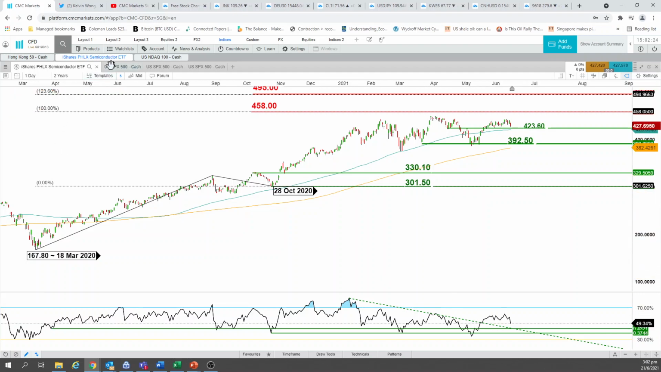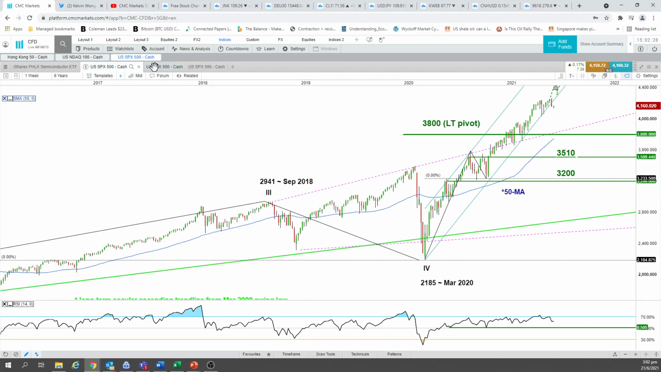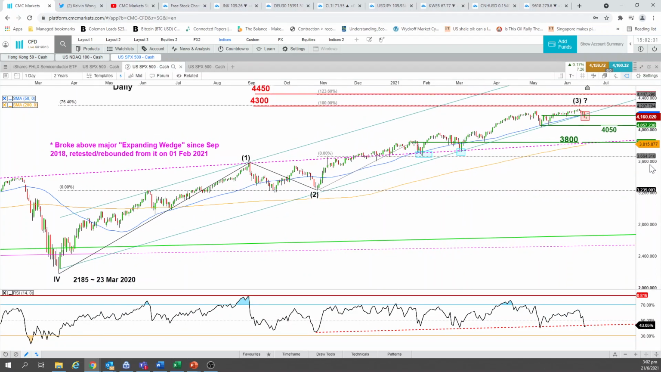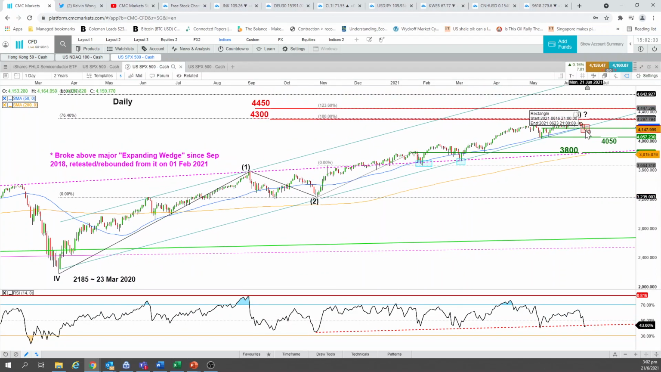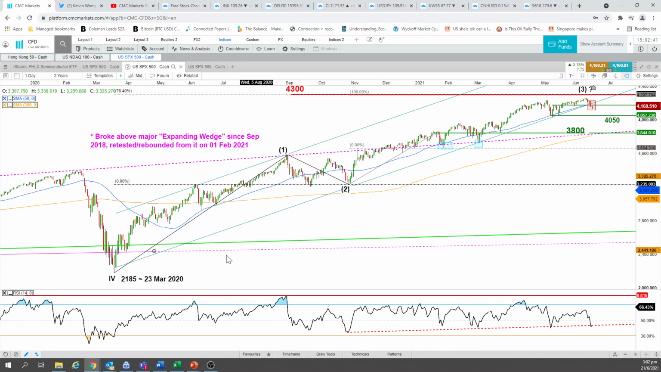All right, so now let's go to the S&P. Most of you are pretty concerned, especially if you read certain reports that the S&P 500 has started to plummet below the 50-day MA. It closed below the 50-day MA on Friday, and also if you draw a descending channel support from the low of 23rd of March 2020, from here it also broke below.